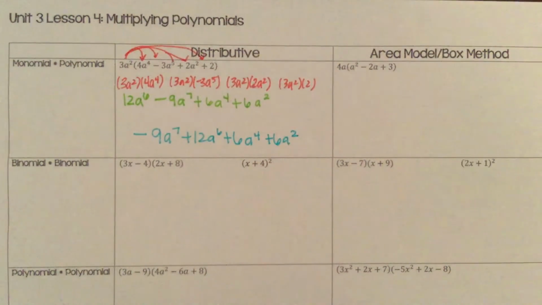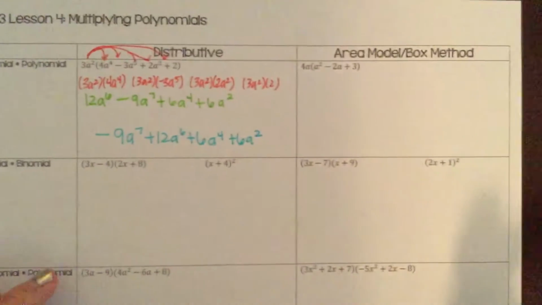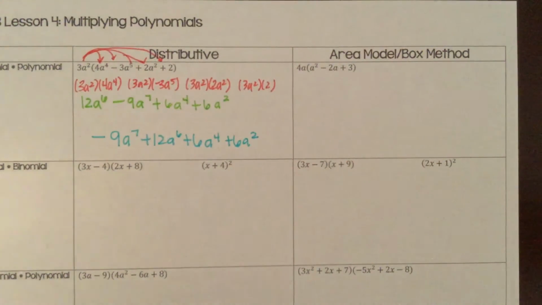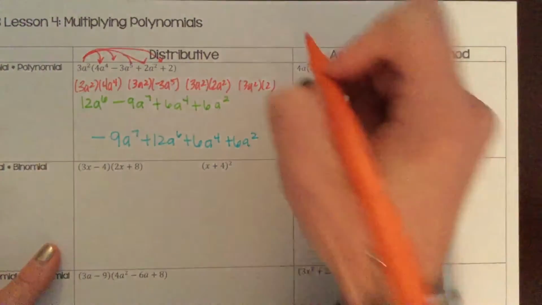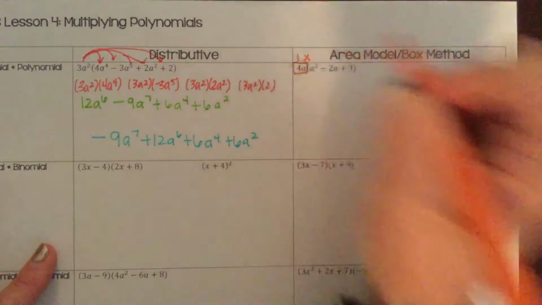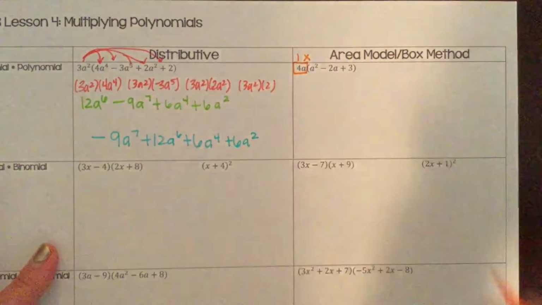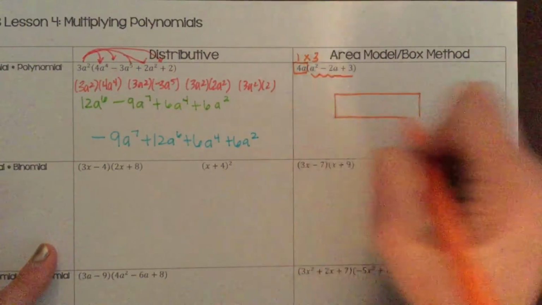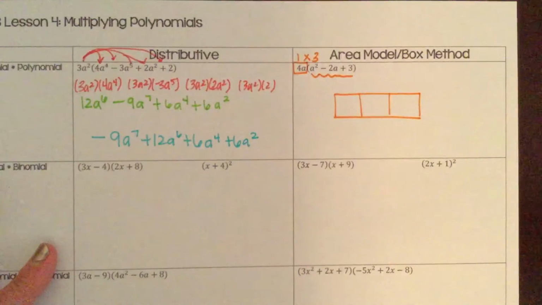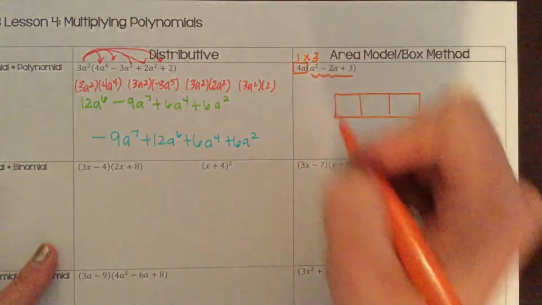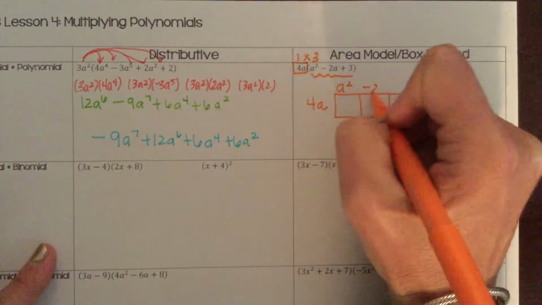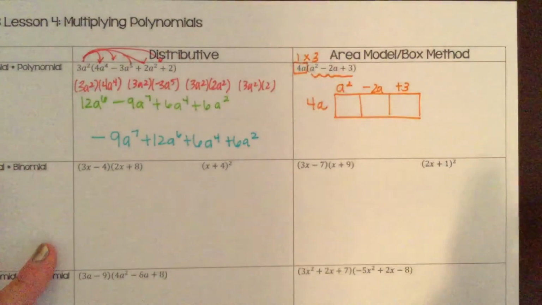We can work that same problem using what we call an area model or the box method. We will create a box that has the same dimensions as the polynomials we want to multiply. This is a monomial, so we need a box that is 1 by. This is a trinomial, so we need to create a box that is 1 unit wide by 3 units long. We will put our monomial here on the left, 4a, and our trinomial here across the top, a squared, negative 2a, and positive 3.